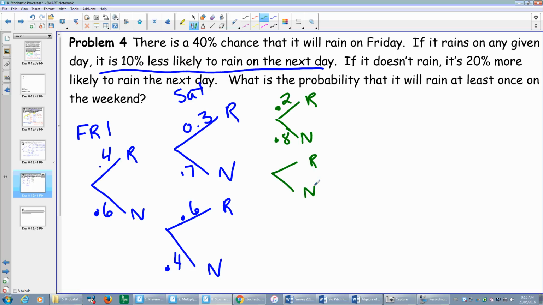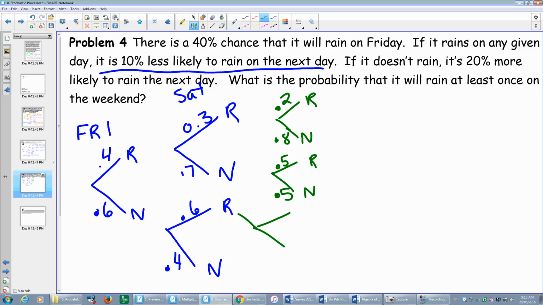Okay, if I look at my next tree branch, rain, not rain. If it didn't rain on Saturday, what is the probability, Billy, that it will rain on Sunday? Good. How'd you get 0.5? Very good. 0.3, because there was a 30% chance on Saturday. So I bump it up 20% because it didn't rain. So it's 0.5, which means 0.5 that it won't rain.